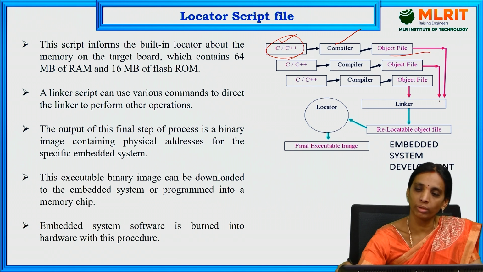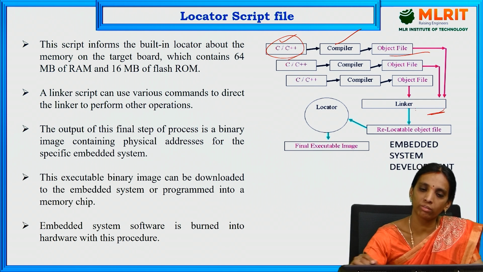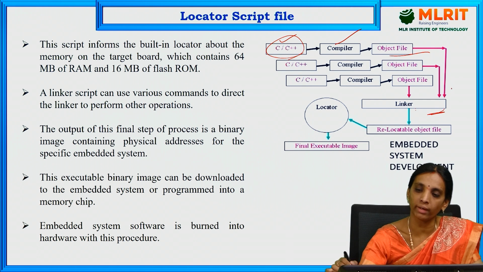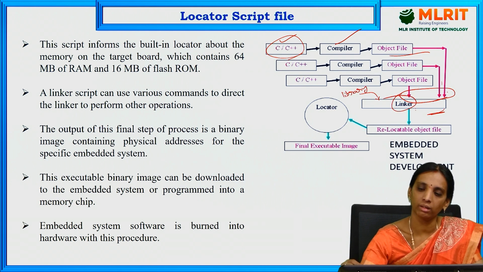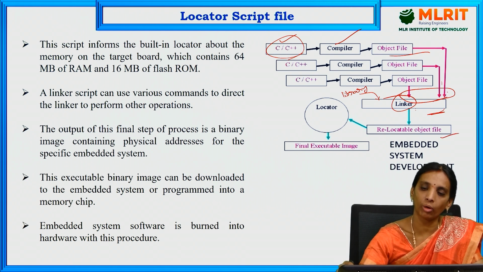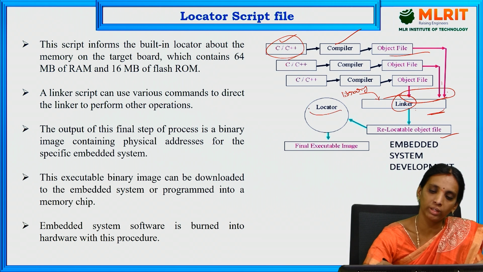This object file is given to the linker. The linker adds all the object files of all the .c files. We have one object file for one .c file. Therefore all these object files and all the library files are linked in the linker, and they create one relocatable object file from all these files. This relocatable object file will be given to the locator.